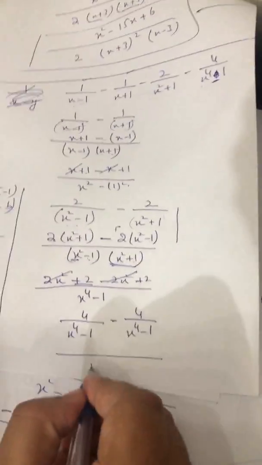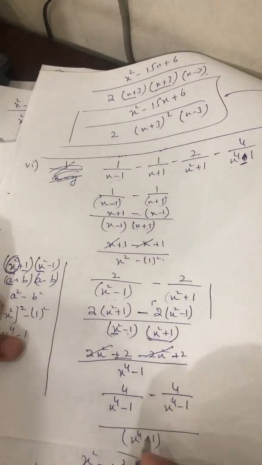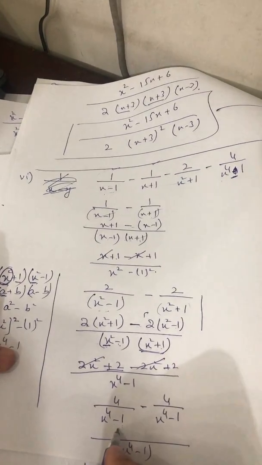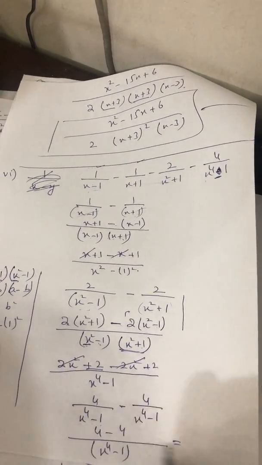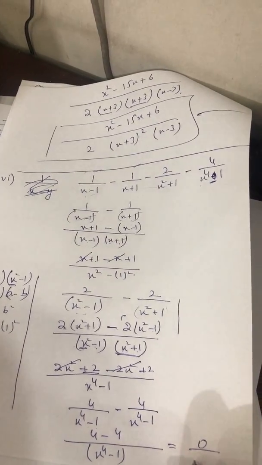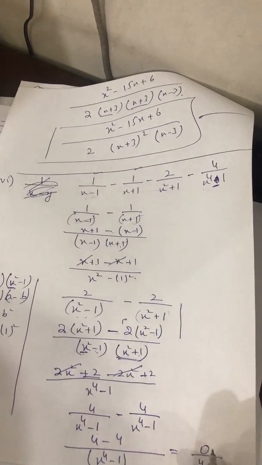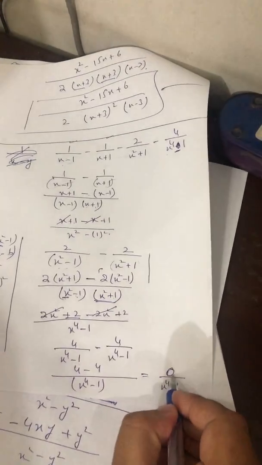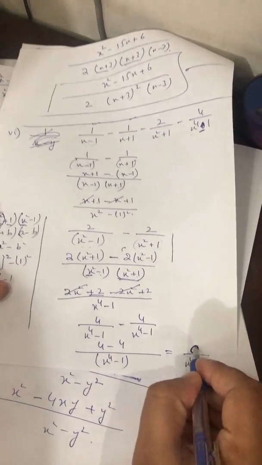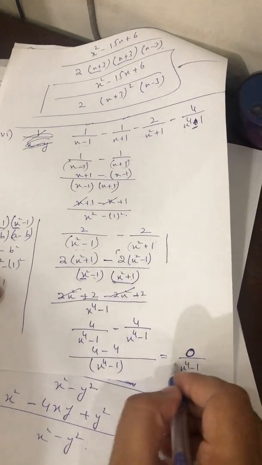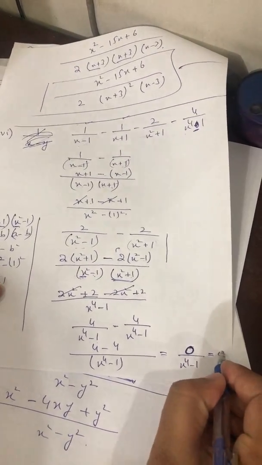So what will be the LCM? x⁴ - 1. The denominators are the same, so the numerator will come as it is. So what is this? 4 minus 4 becomes 0 divided by x⁴ - 1. We know that when there is a 0 in the numerator and the denominator may have any term, the result is 0. Thank you.